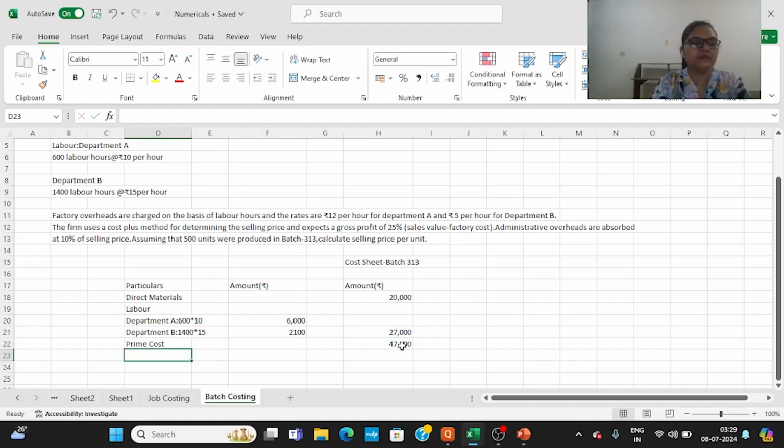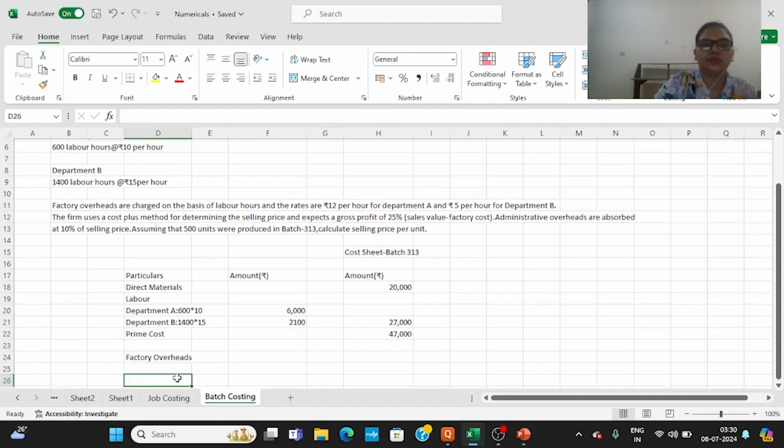Next is factory overheads. Again, it has been mentioned in the question that they are charged on the basis of labor hours, and the rates are 12 rupees per hour. So we will take 600 and 1400 labor hours and charge them at rupees 12 per hour for department A and rupees 5 per hour for department B. So let's do this calculation.